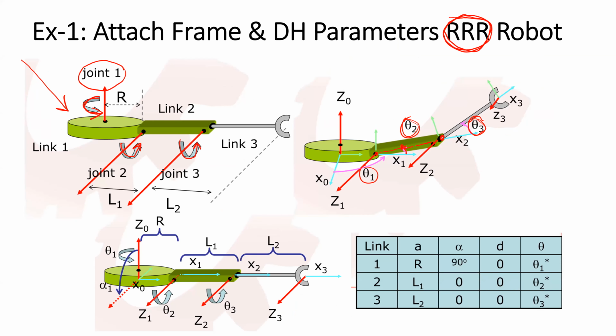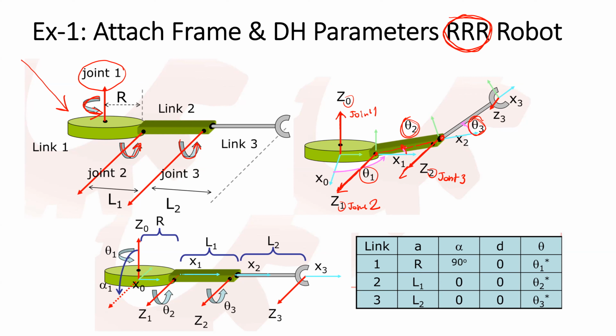We know that the joint axis of the revolute joint is in this direction, and this direction. The robot has only 3 joints, so we draw this. And of course, for joint 1, joint 2, and joint 3, the Z axes will be Z0, Z1, and Z2. This is the first step, only this.